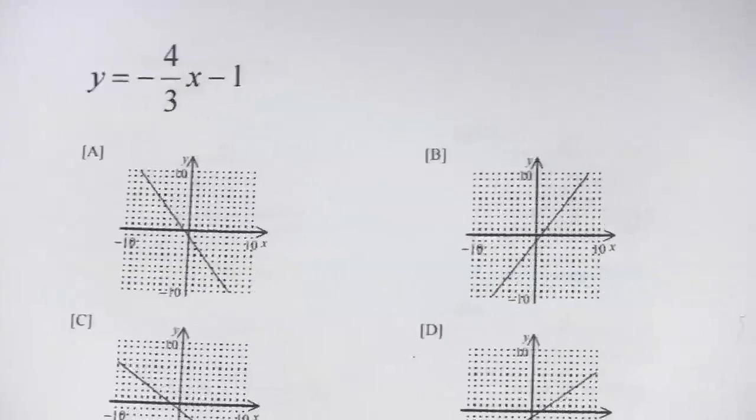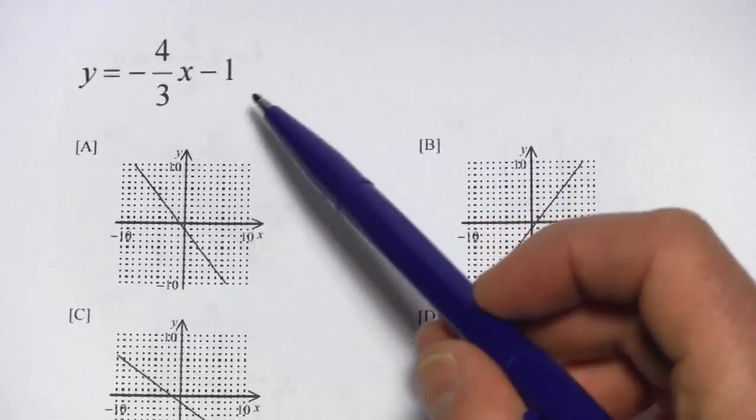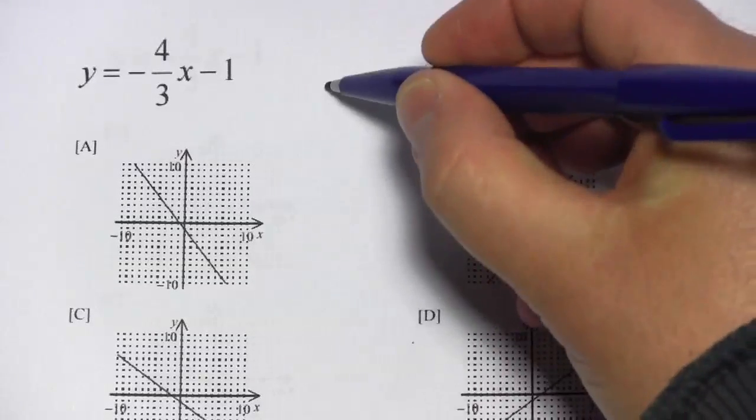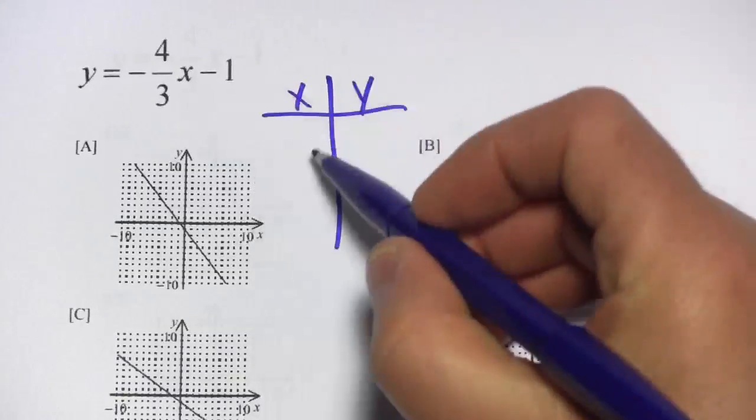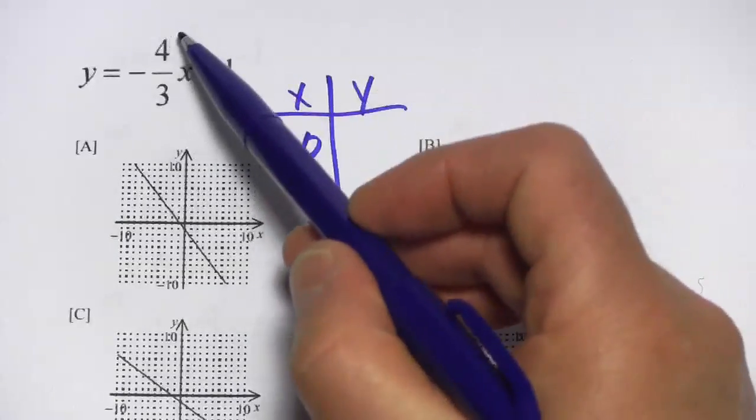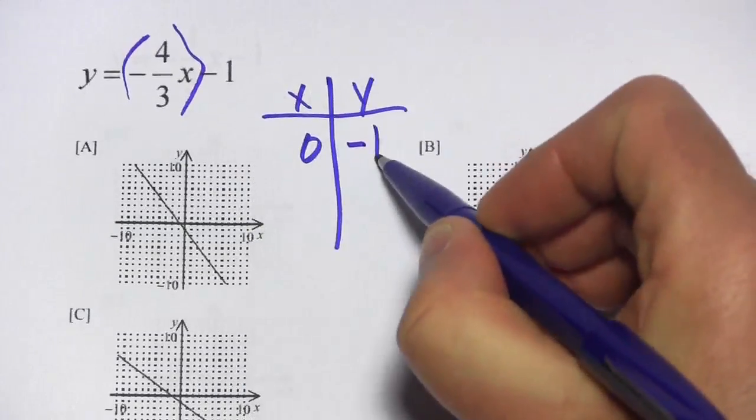Let's try one more like this. So here we have y equals negative 4/3 x minus 1. Again, I'm going to make a table of x and y values. And I'm going to start by putting in 0 for x because it makes this whole chunk disappear, and we just have y equals negative 1.